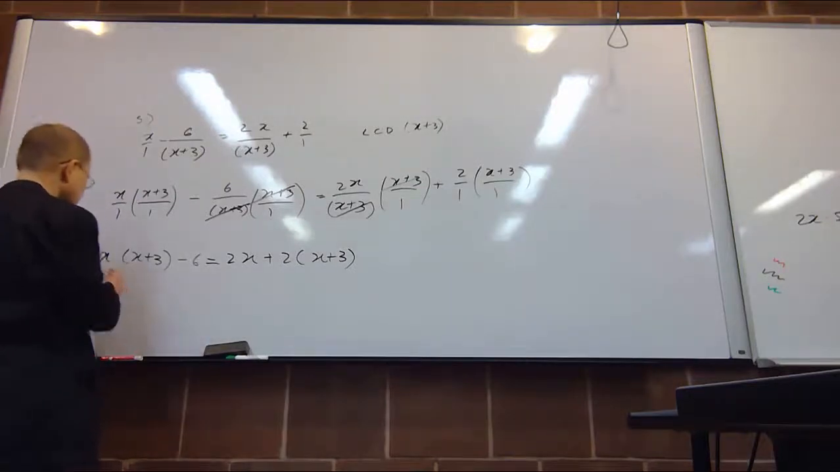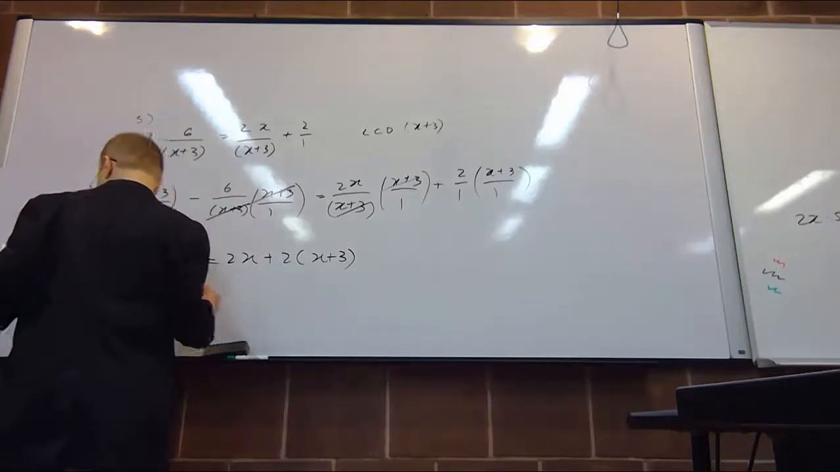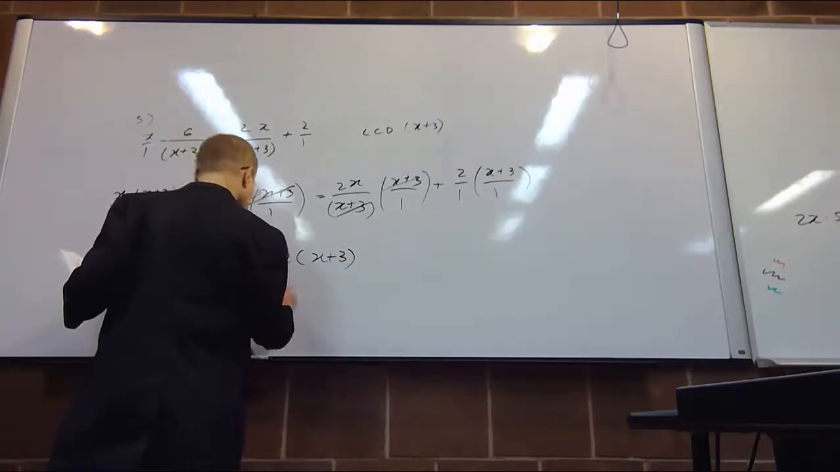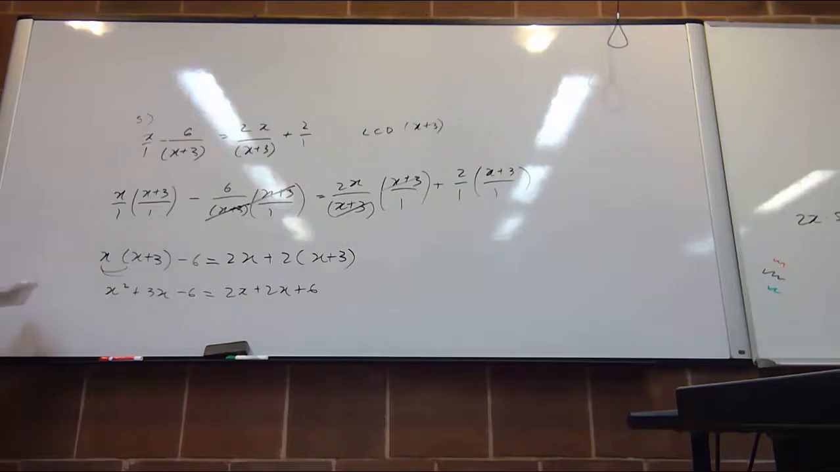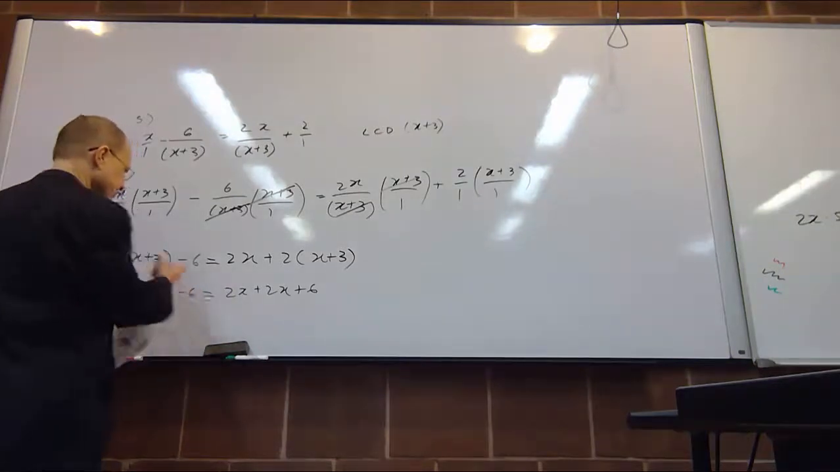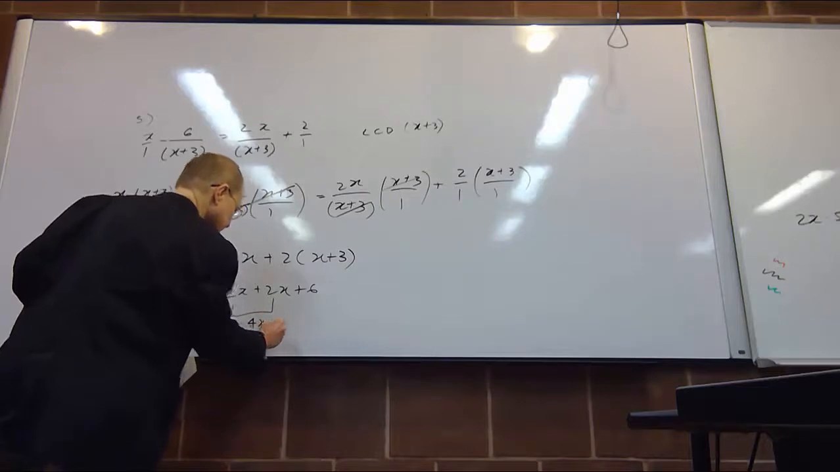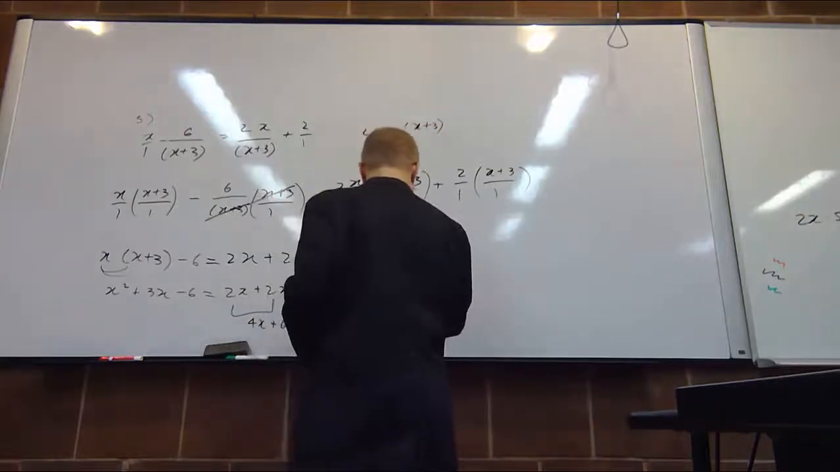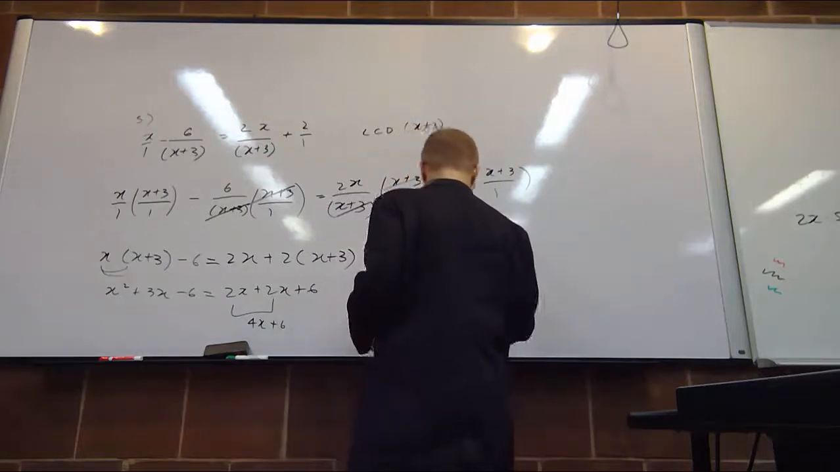So now what I'm going to do is my distributive rule. So I have x squared plus 3x minus 6 is equal to 2x plus 2x plus 6. So there I have that. And then, as usual, we have to set this equal to 0. So I'm going to have to move all the stuff. I'll bring these two together, make that 4x plus 6, bring everything over that needs to be brought over, and I end up with an equation x squared minus x minus 12 is equal to 0.